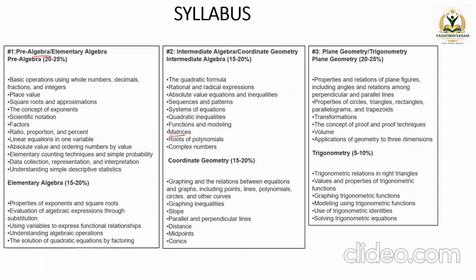matrices. This is one topic that is not tested in SAT but is tested in ACT. Complex numbers, of course, complex numbers is also not tested in SAT but it's tested in ACT. Coordinate geometry, plane geometry, trigonometry. Trigonometry, you don't have graphing trigonometric functions in SAT, but in ACT that is also tested, right? And applying geometry of three dimensions, that is not tested extensively in SAT, but it's tested extensively in ACT. Right? So these are the major differences between SAT math and ACT math.